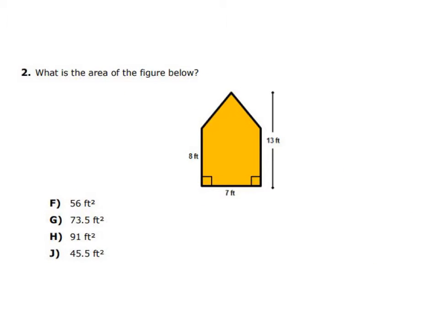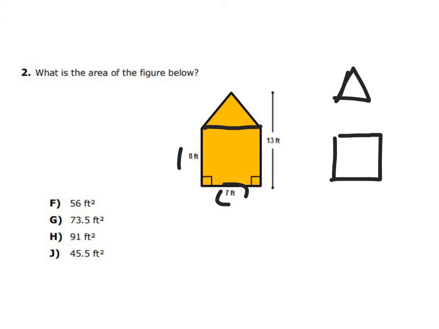Okay, question 2. Again, this is another addition problem. We have to first determine what shapes do we see. Now I see, when I draw a line right here, again I have a triangle on top, and then again I have a rectangle on bottom. And now how do I know this is not a square? Well, when we look at the measurements, we have a 7 here, and then an 8 here. So that tells me that this is a rectangle.